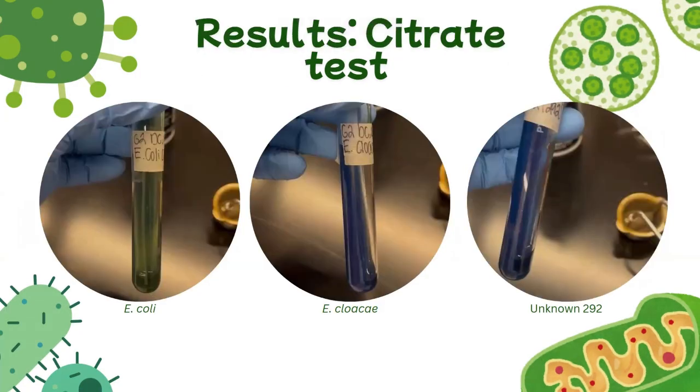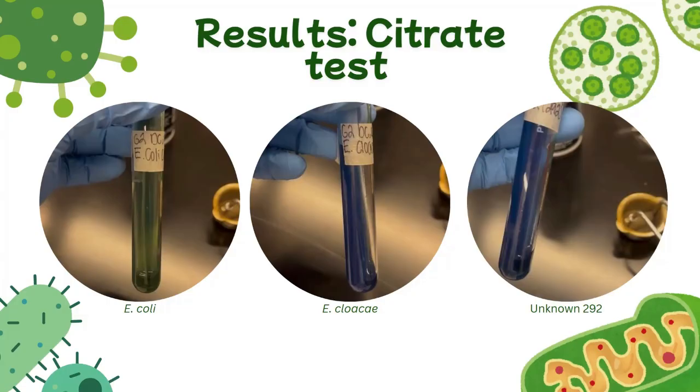These are the results for the citrate test. Our E. coli stayed a green color. The E. cloacae and unknown 292 came out blue, meaning those are positive. Our E. coli is negative. What this means is that the blue color change is from alkalinization from using the citrate that is in the medium. Since it is blue, that means it can use the citrate as its sole carbon source. And if it's green, that means it cannot use the citrate. So E. coli can't use citrate as the sole carbon source, while E. cloacae and our unknown 292 can.